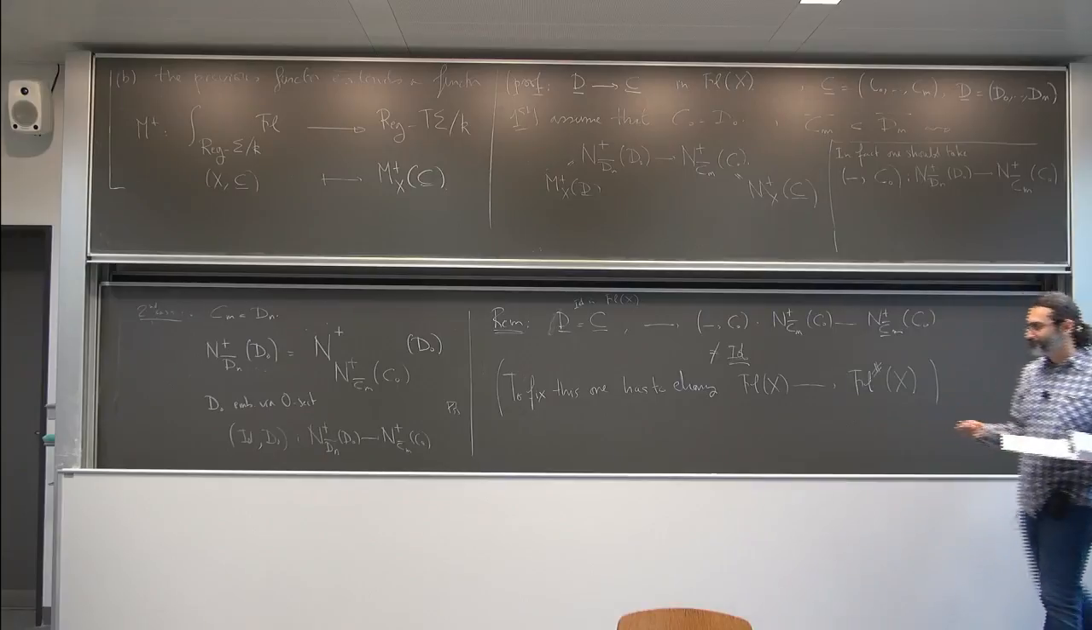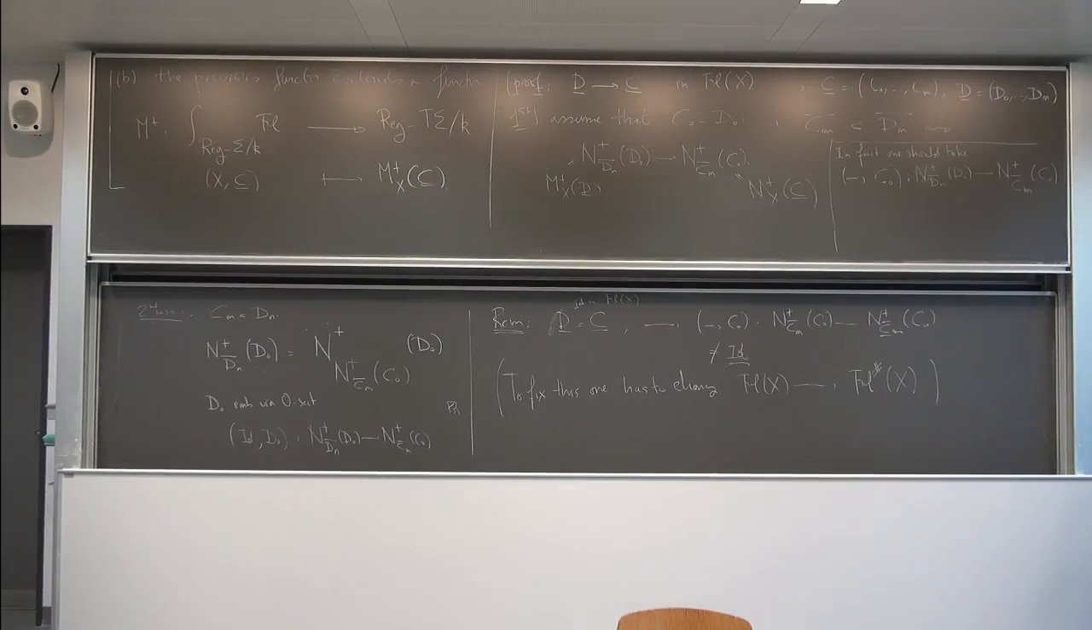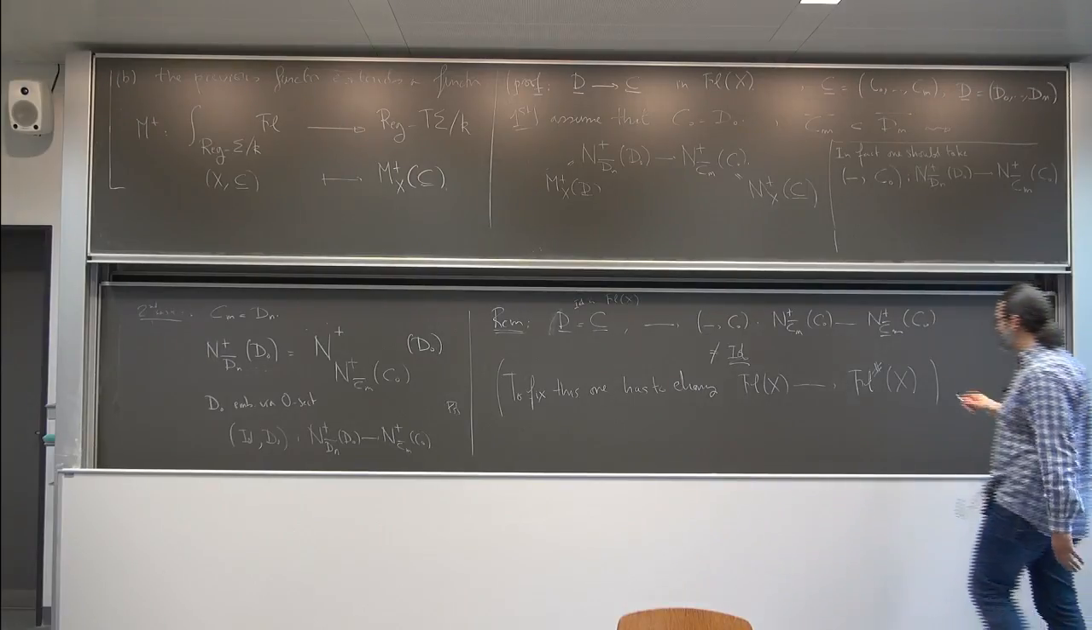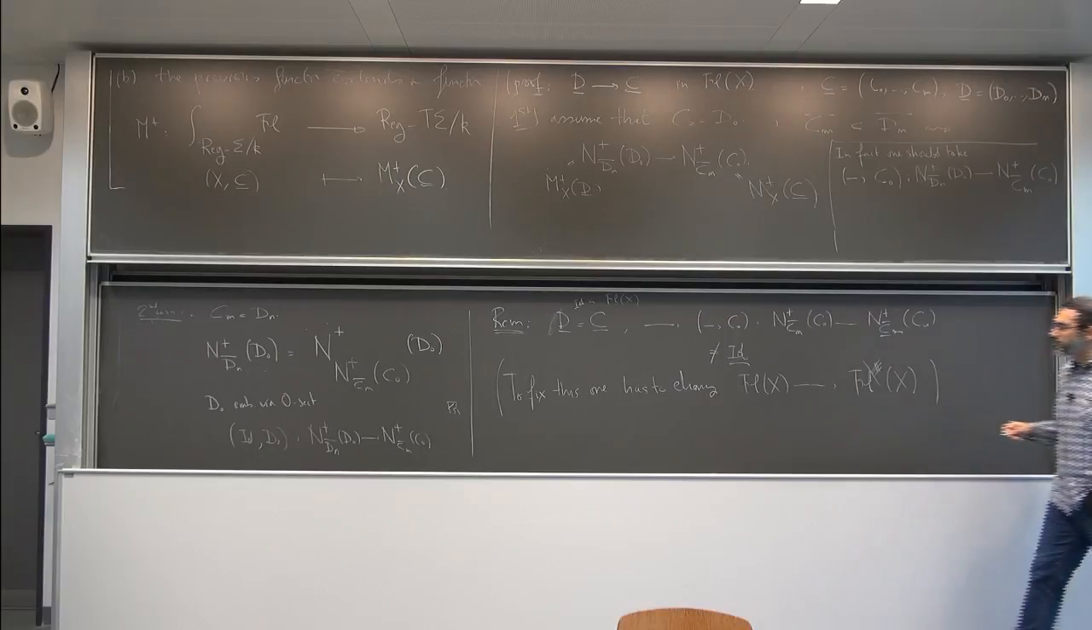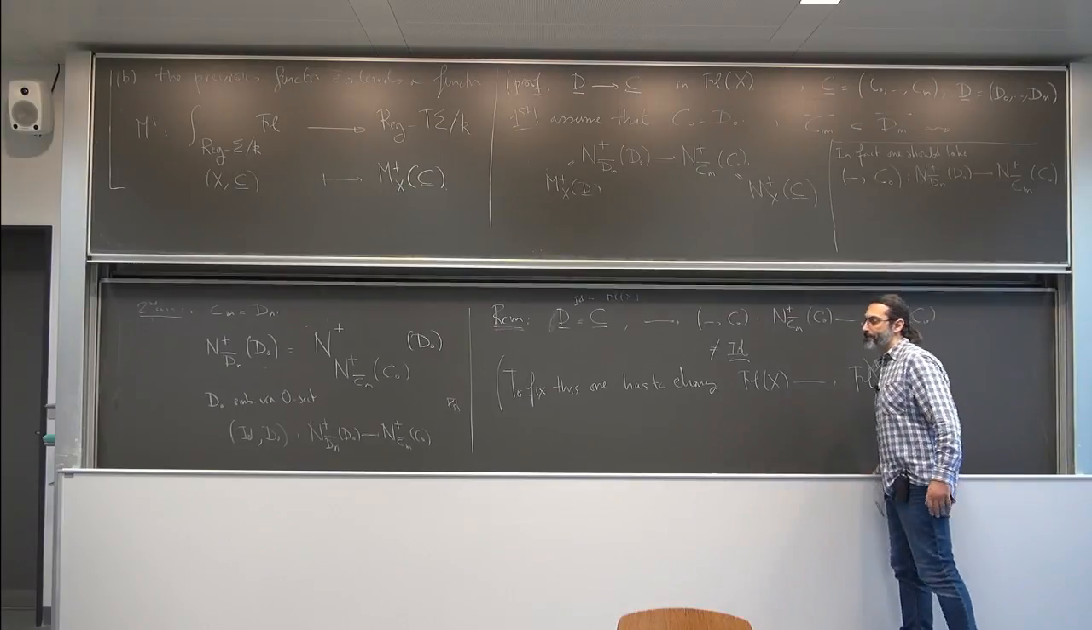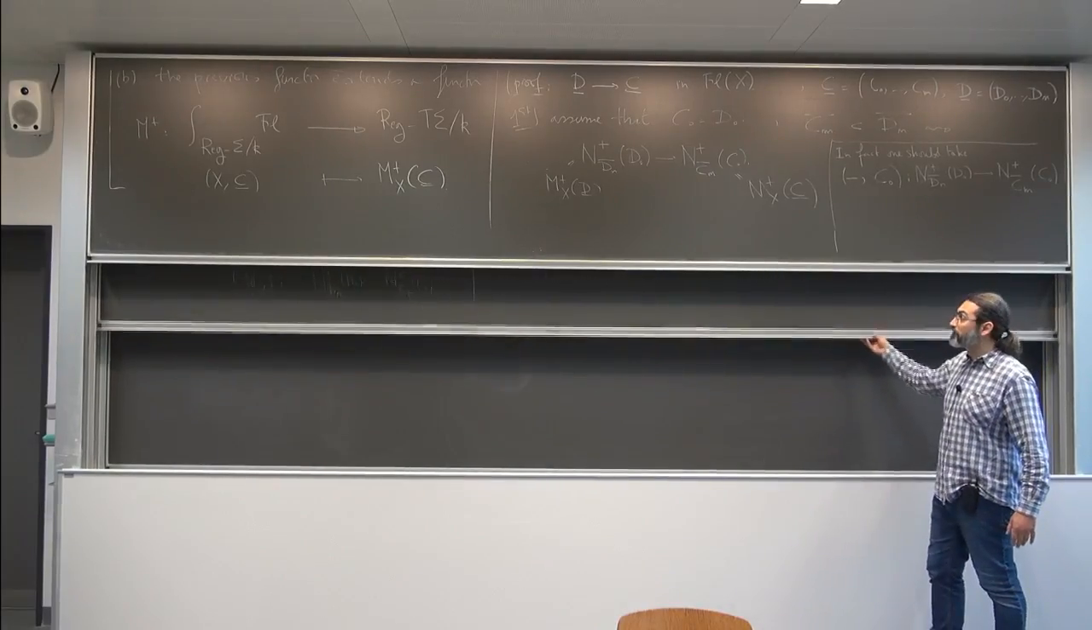Maybe there are different ways to fix this, but this is the one I found. And somehow I will ignore this issue later. I don't want to discuss this, and so I will do as if this is well defined, that this is really a true functor. It's not so important, I think.